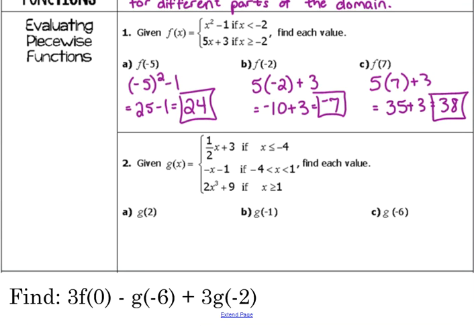So g of 2, where does 2 fit into our inequalities there? The first, second, or third piece? The third piece. 2 is greater than or equal to 1, so we plug that into the third piece. 2 times 2 cubed plus 9. So 2 cubed is 8. 2 times 8 plus 9, that's 16 plus 9, that's 25.